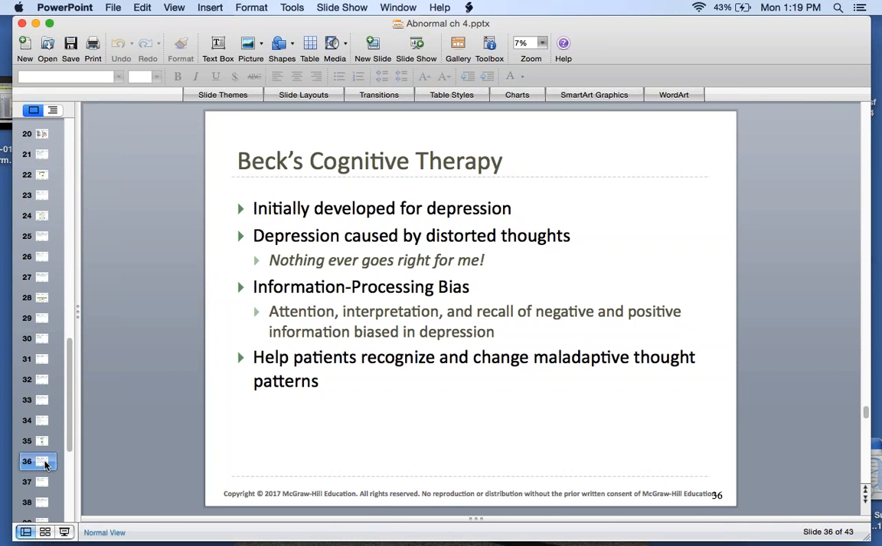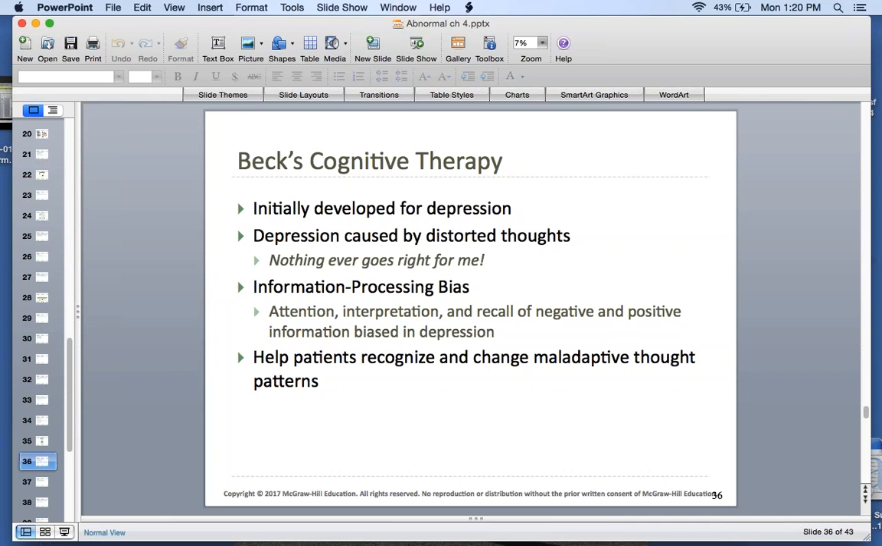One of the main names in cognitive therapy is Beck. So Beck's cognitive therapy was initially developed for depression. The idea is that depression is caused by disordered thoughts. Nothing ever goes right for me. Nothing will ever go right for me. I am horrible. These types of big ideas. We have an information processing bias. So attention, interpretation, and recall of negative and positive information is biased in depression. So we remember more of the negative things and we don't remember more of the positive things.